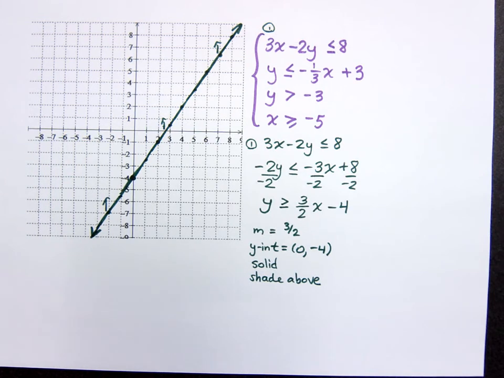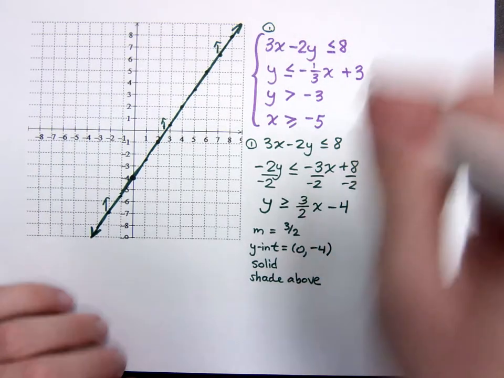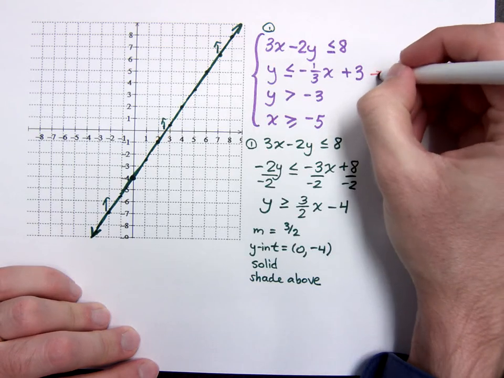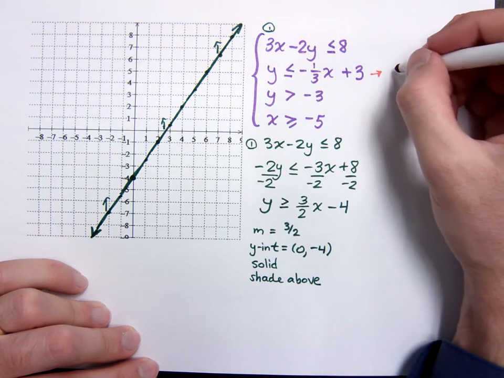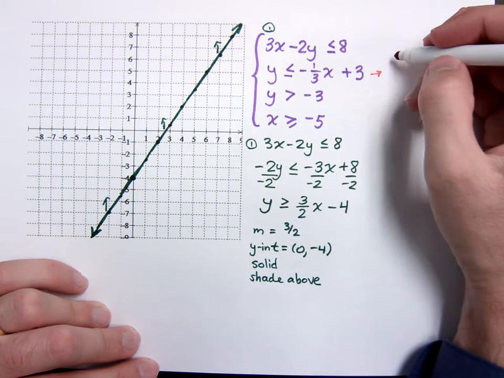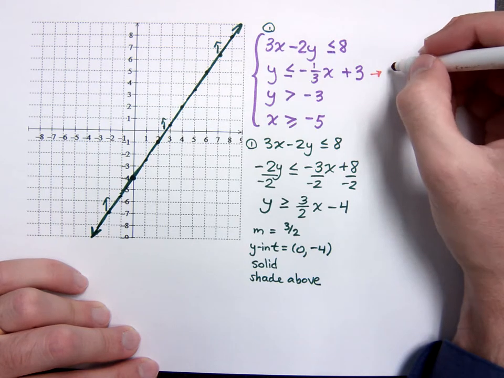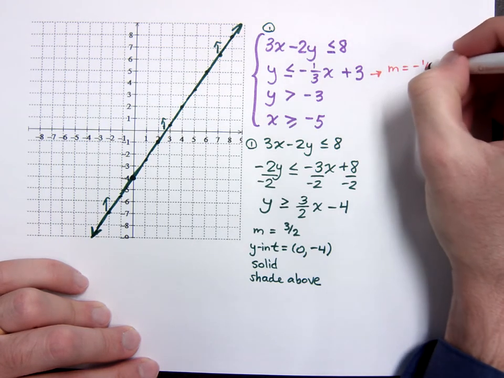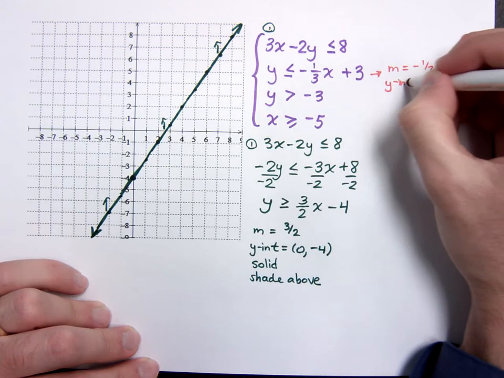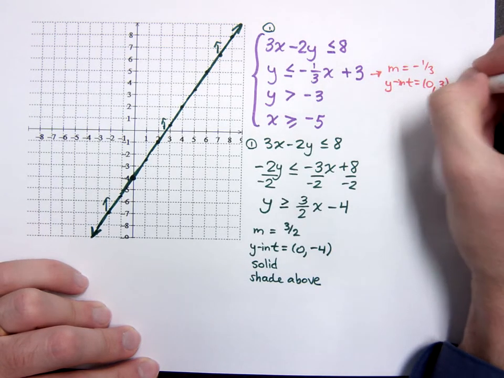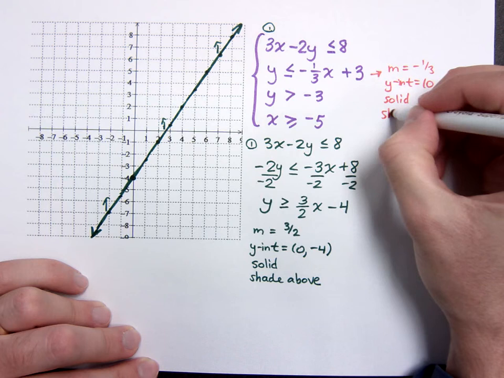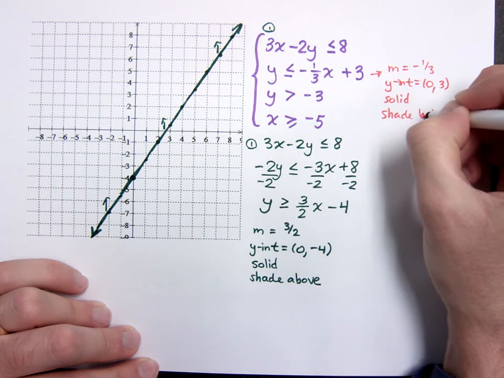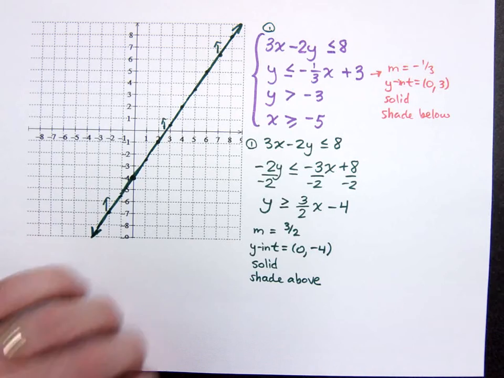Okay. So let's look at y is less than or equal to negative 1/3 x plus 3. What do you know about this one? Slope is negative 1/3. What's the y-intercept? Positive 3, so 0, 3. Solid or dashed? Solid. It will be solid, and we're going to shade where? Solid and shade below. All right.